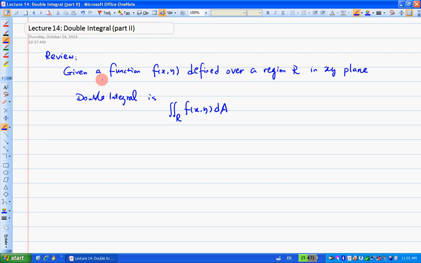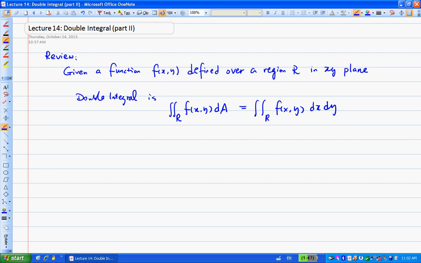Given a function f(x, y) defined over a region R in the xy plane, the double integral is defined as this here. This is the notation of the double integral. What I'm talking about here is purely mathematics, not relating to any applications. It's just purely the definition. Because you have two variables, you integrate, and the dA here is a small area in the region R. You can do either dx dy or dy dx, it doesn't matter. That's basically the definition.